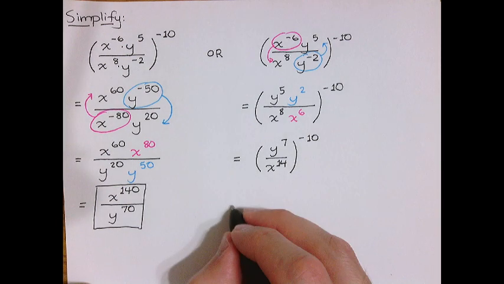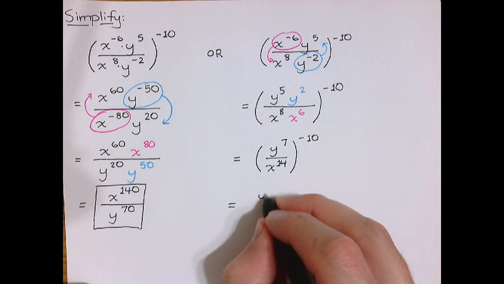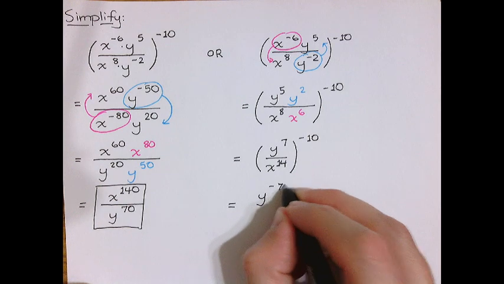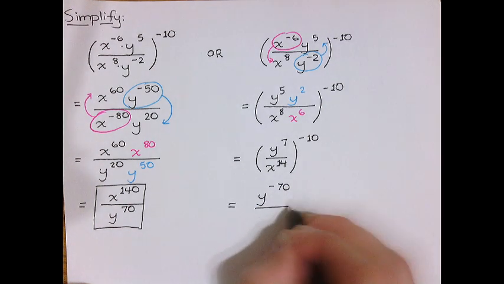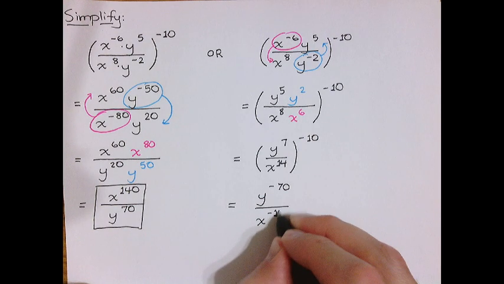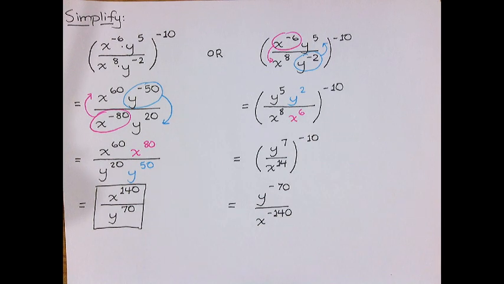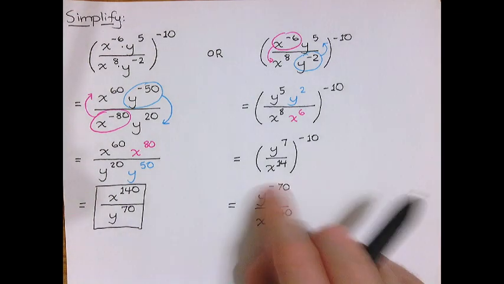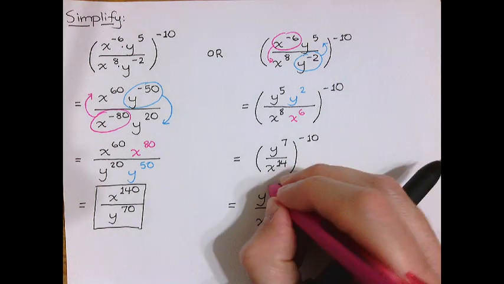So this is where we do a power to a power and we multiply. So y to the negative 70th over 14 times negative 10, so that's x to the negative 140th. So now we have more negative powers to deal with. But again, it's pretty simple. You're just going to take these guys and flip them over because of their powers.